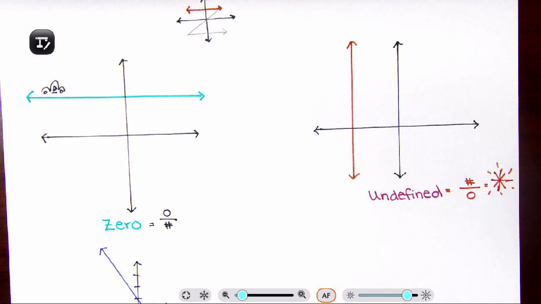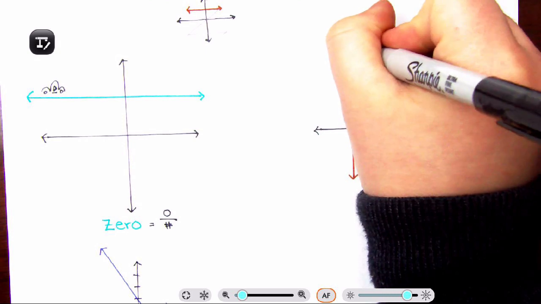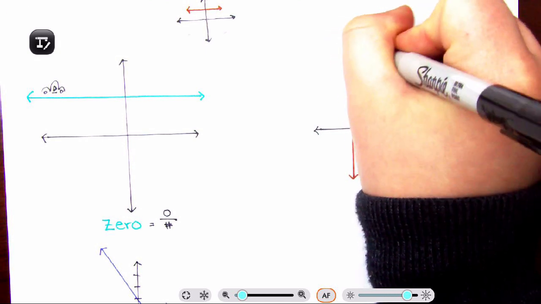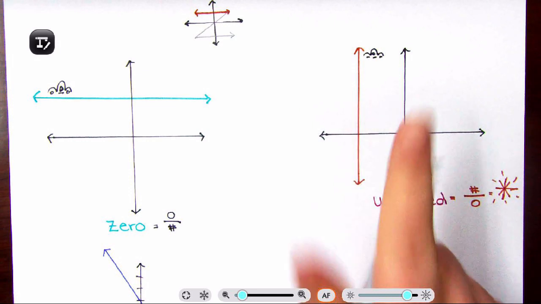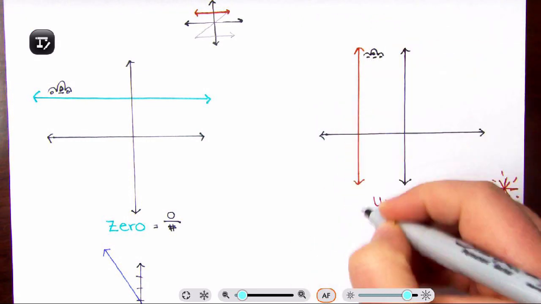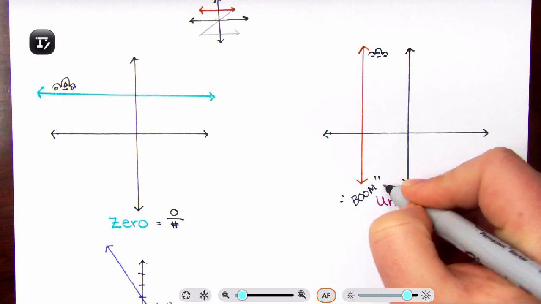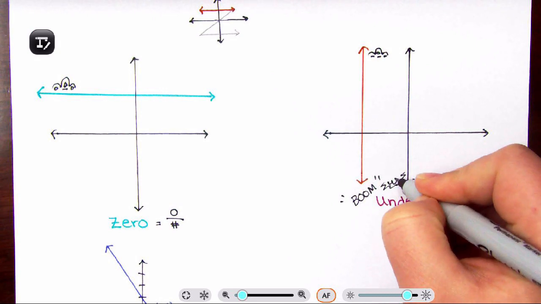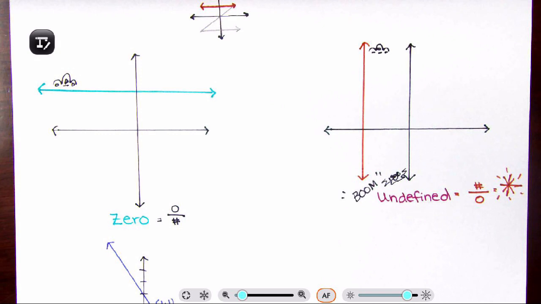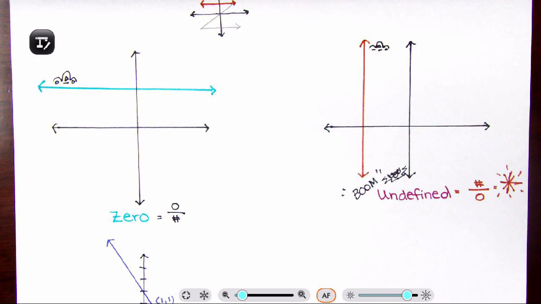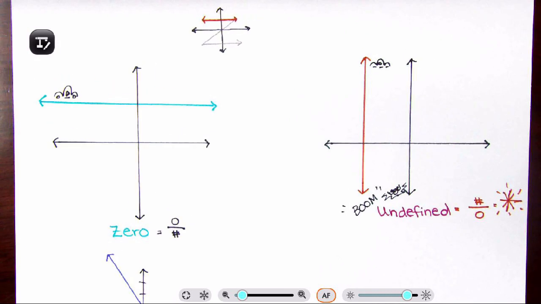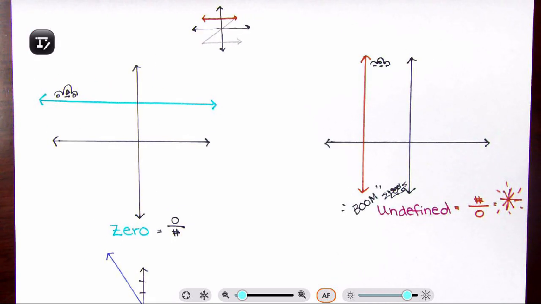So again, let's do our little car. If a car is driving and it drives off of a cliff and falls all the way down, you're going to end up with a car that you don't want. So if you have a vertical line, imagine that car just completely falling down and crashing and exploding. So the slope is undefined.